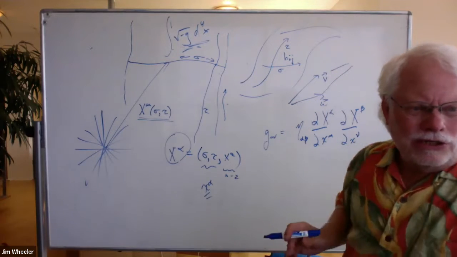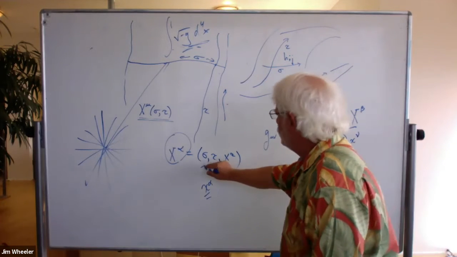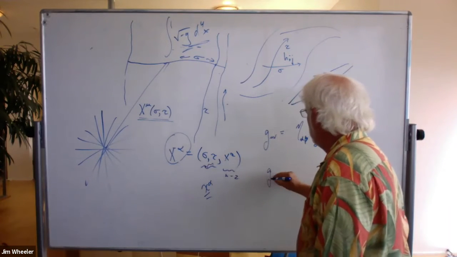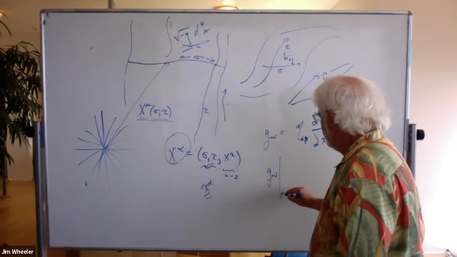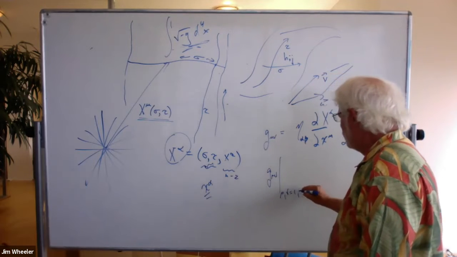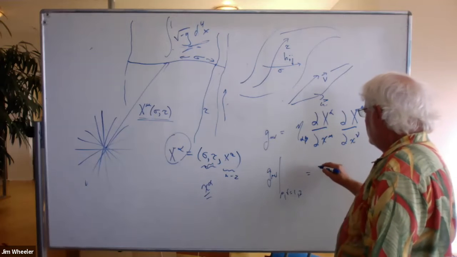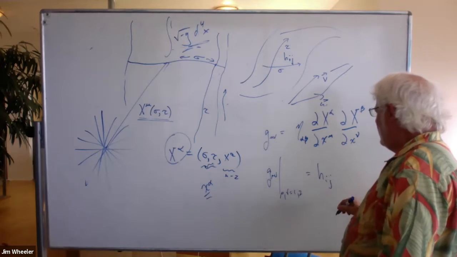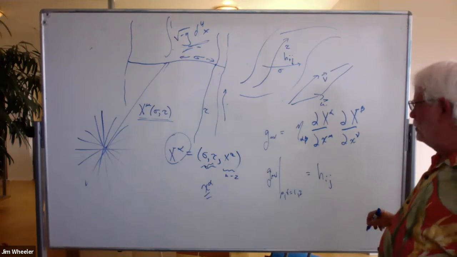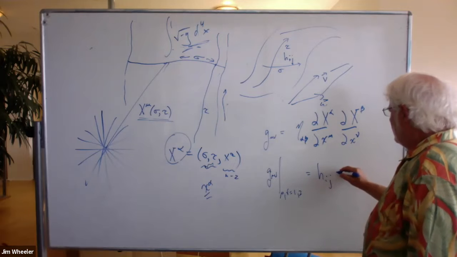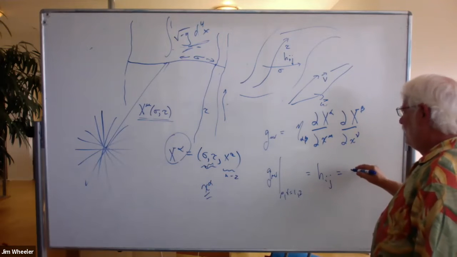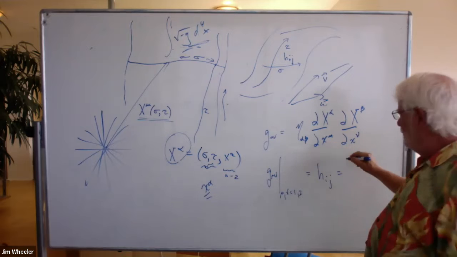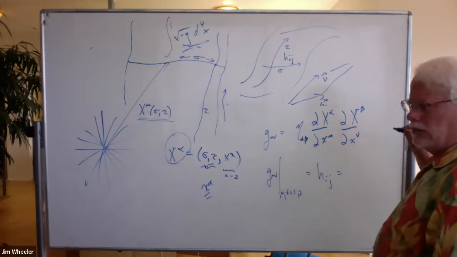Now, what we want to do is restrict this to the first two coordinates. So g_mu nu with mu and nu equal 1 or 2 is what I want to call h_ij, where now i and j run 1 to 2. And that is going to be, let's see, yeah, so hang on.